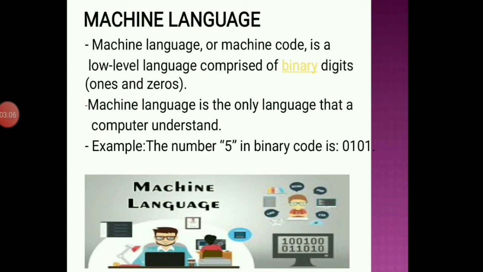This makes the language suitable for the understanding of the computer but more difficult to interpret and learn for the human programmer. As we can see in the example given on the slide, 5 is written in the binary code, that is 0101. Because the computer understands only binary code, that's why we write the decimal number 5 in binary code.